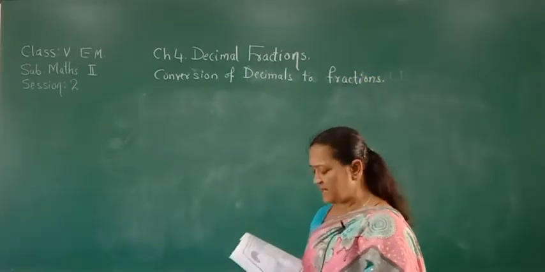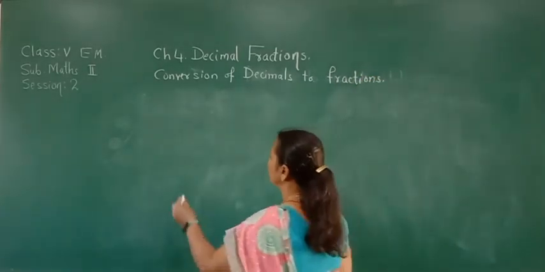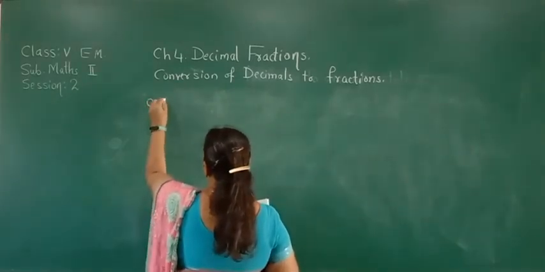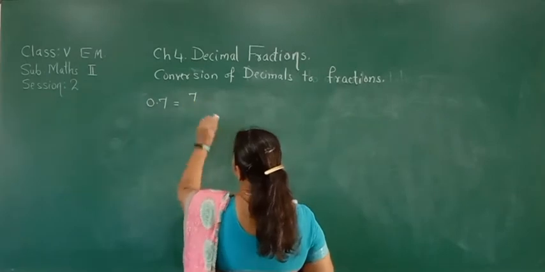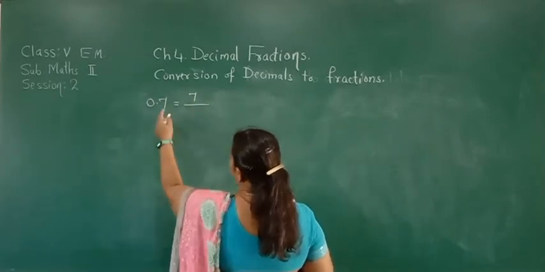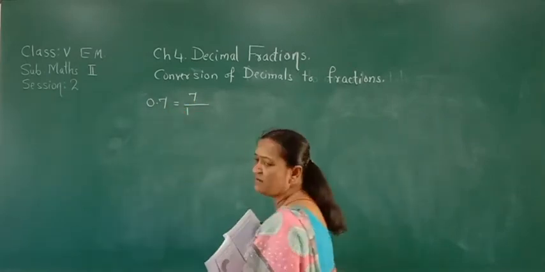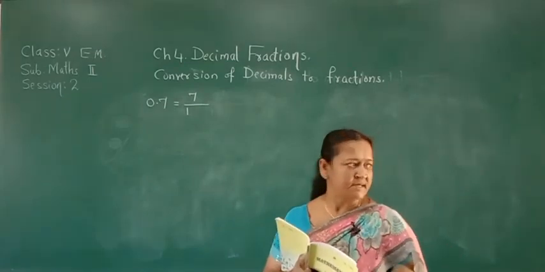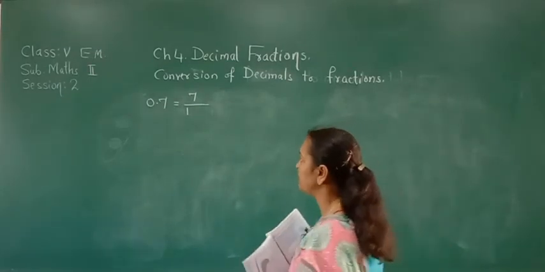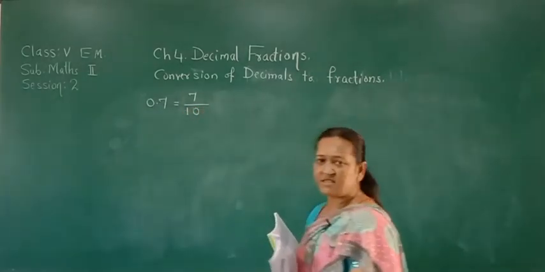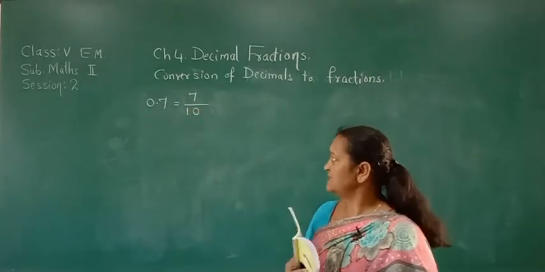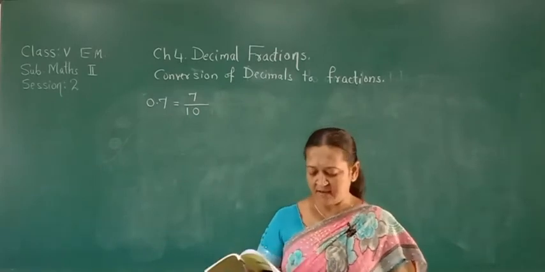Now here, for example, the decimal 0.7 is given. Then what you should do? Write 7, then draw one line, write 1. Now after the decimal how many digits are given? After the decimal, only one digit is given, so write 1 0. So 0.7 is equal to 7 by 10.